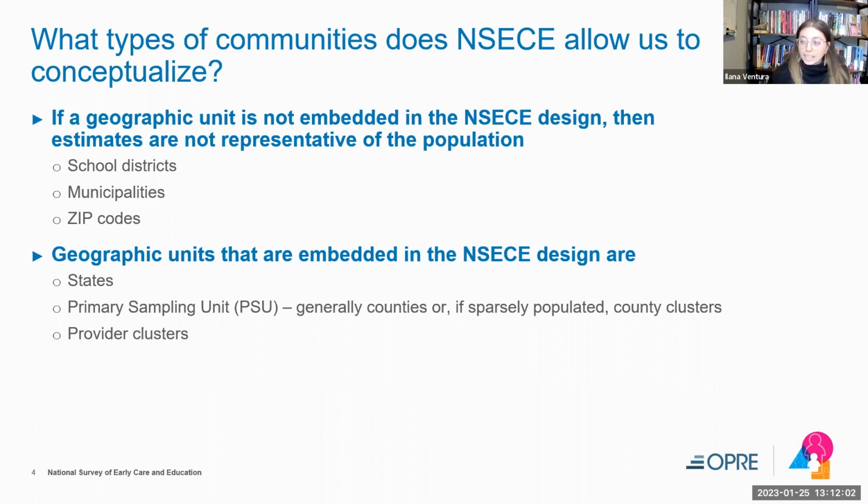So importantly, going back to the three geographic units embedded into the NSECE, which are states, PSUs, and provider clusters, researchers can use any of these three units of analyses for their work comfortably. For example, the sample selects units from all 50 states plus the District of Columbia, and therefore it's possible to derive weighted state level estimates.